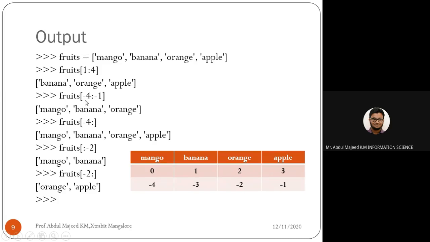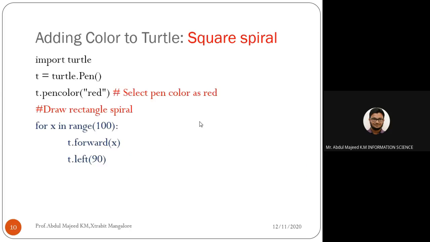Now fruits[-4:-1]. Starting from minus 4 till minus 1, but minus 1 is excluded. So it will return mango, banana, orange. Like this you can try to execute and understand the remaining slice operations. If you have any doubt, you can ask me personally.